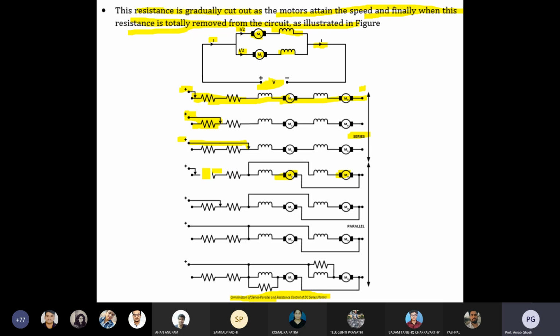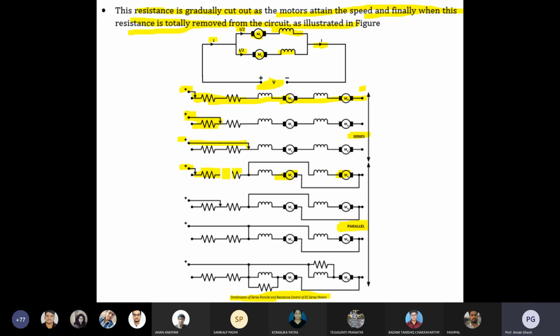So initially what happened, two resistances were in series with that combination, for limiting the current at the starting conditions. So these are all three configurations for the series. Now we are discussing the configurations for the parallel.